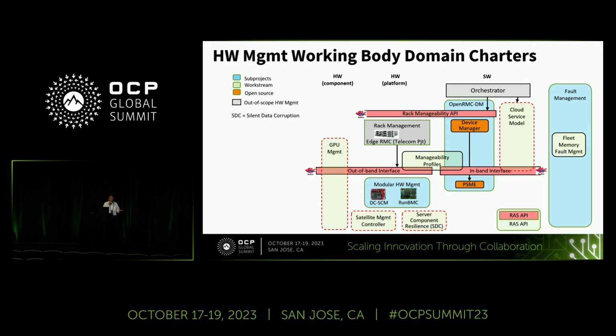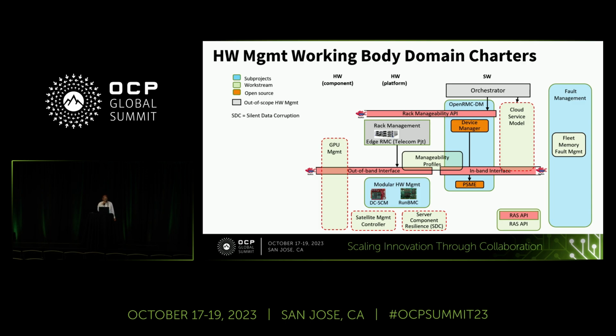We have recently had what started with silent data corruption, which has now become the server component resilience group, where we have been defining all the different aspects of platforms and how to mitigate silent data corruption. And then as you move up, you can see on the platform side, we do have manageability profiles which span both in-band and out-of-band interfaces.